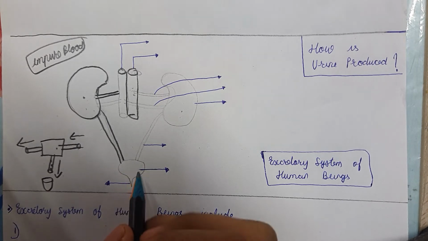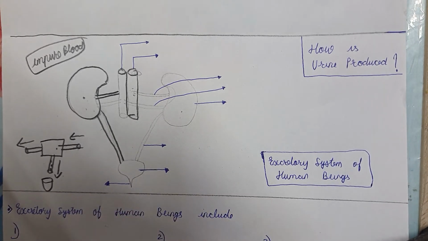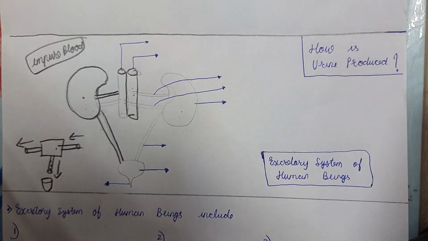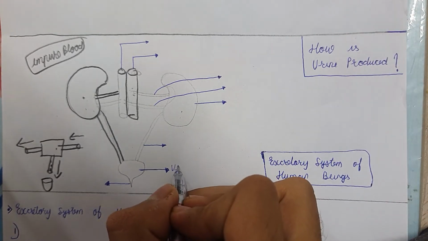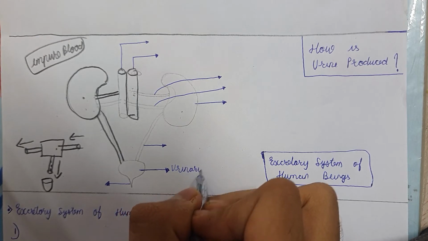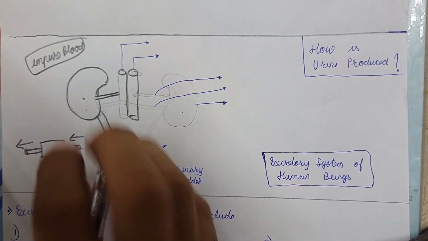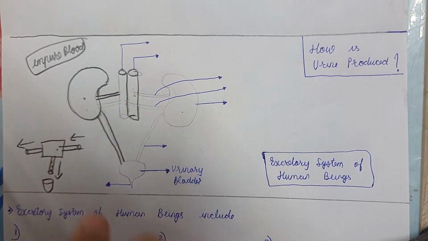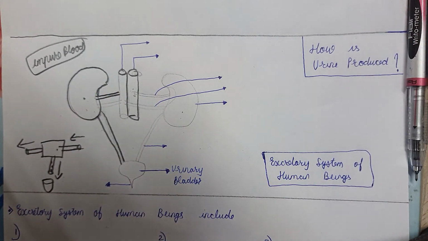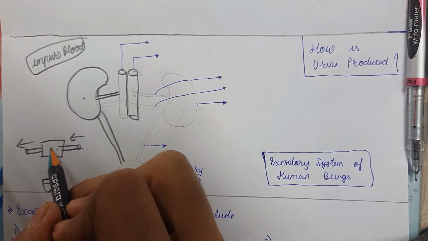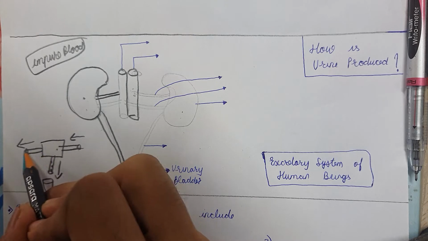Now what is the name of this bucket? This bucket is actually the urinary bladder, and this one is the right kidney. So now the impurities have gone in this way. Now the pure water went through another direction.